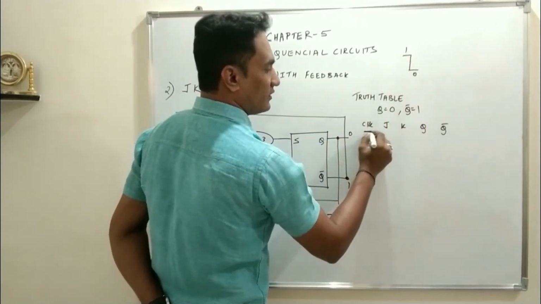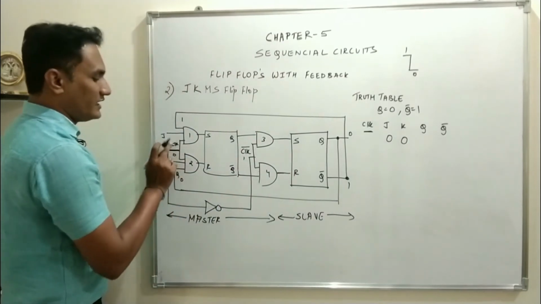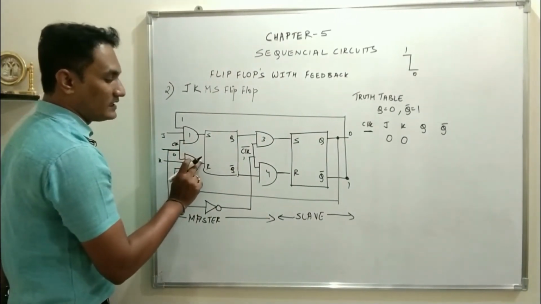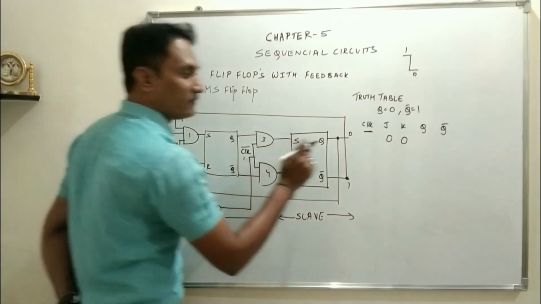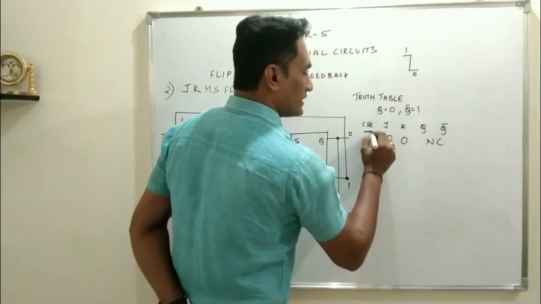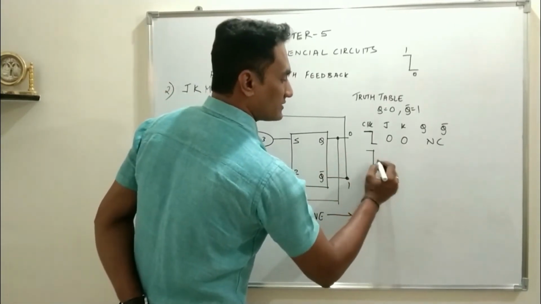So let's say initially clock is 1 and J and K both are 0. Of course, if J and K both are 0, there will be no change in the output condition of the first flip-flop, there will be no change in the output condition of the second flip-flop, and therefore there will be no change even when the clock goes from 1 to 0.